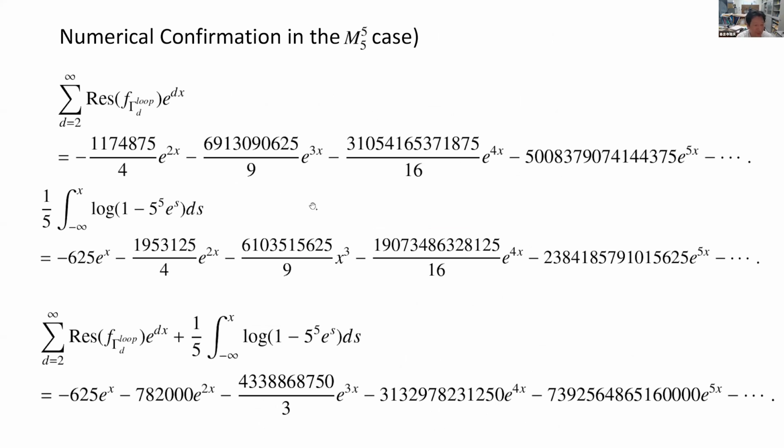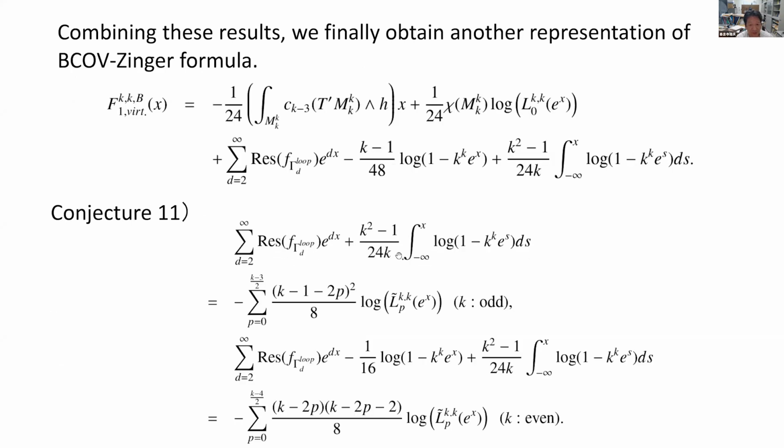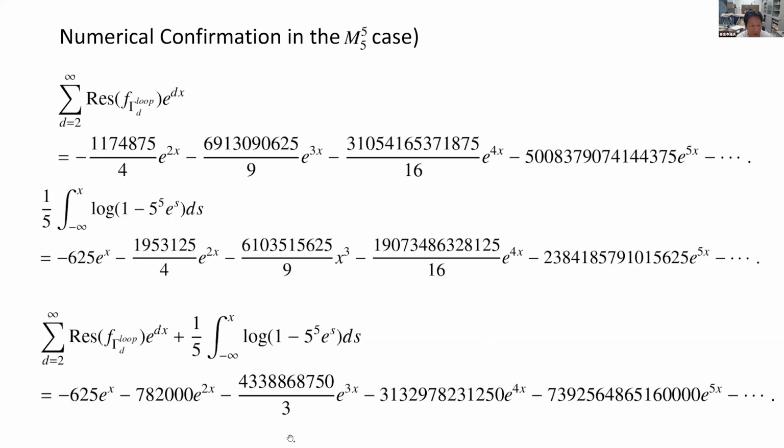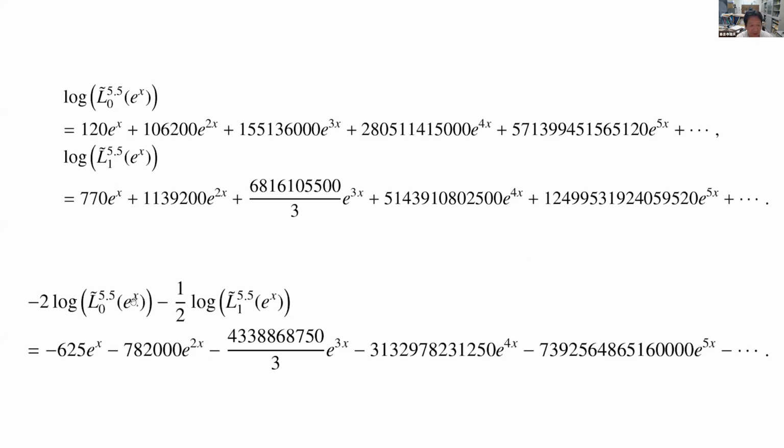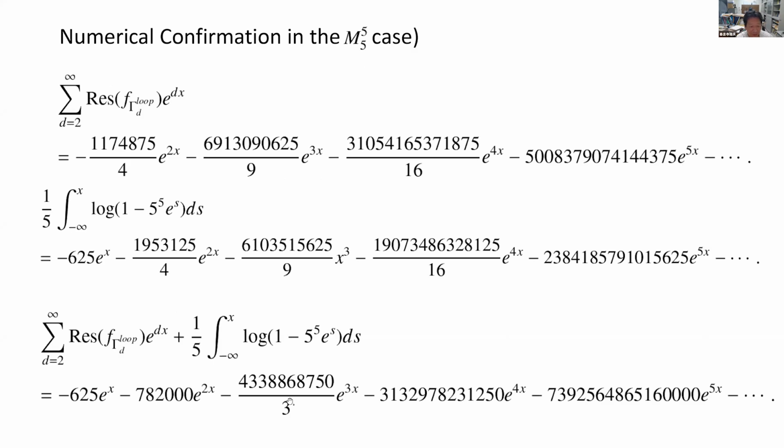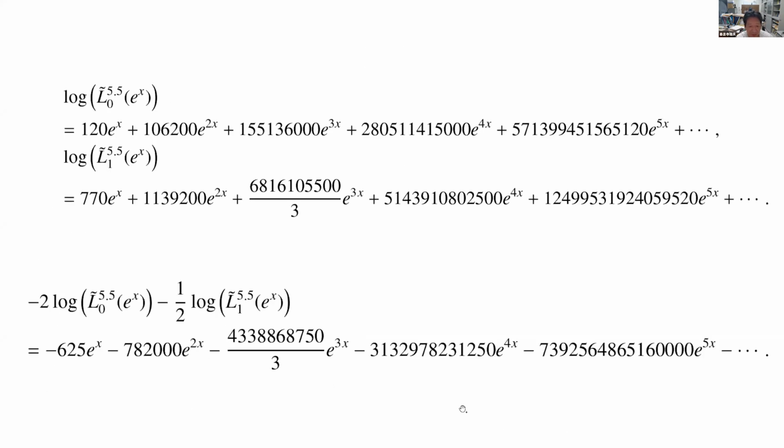Then, in the case of the quintic hypersurface, the left-hand side becomes this, and the right-hand side becomes this. So you can see that these two results are exactly the same up to degree 5.